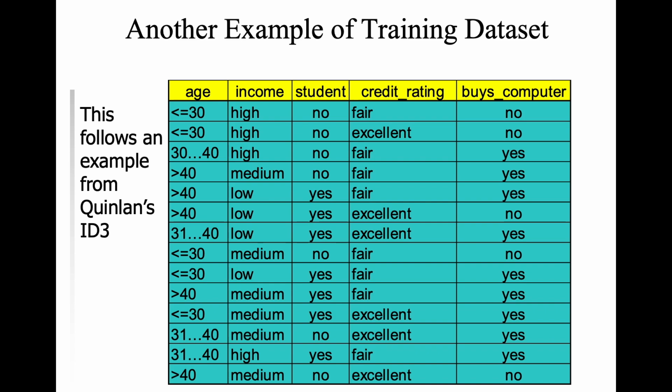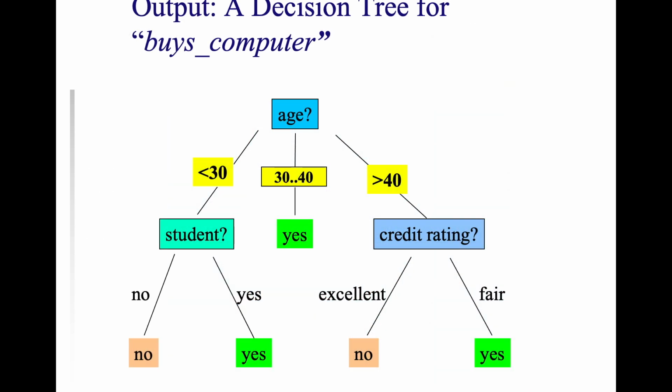So now we continue branching based on other features. For example, can you say if age is less than 30 years old and income is high, it's no, and if income is medium, it's yes? Or should we go with the credit rating, or with other features? So that's what you have to think.